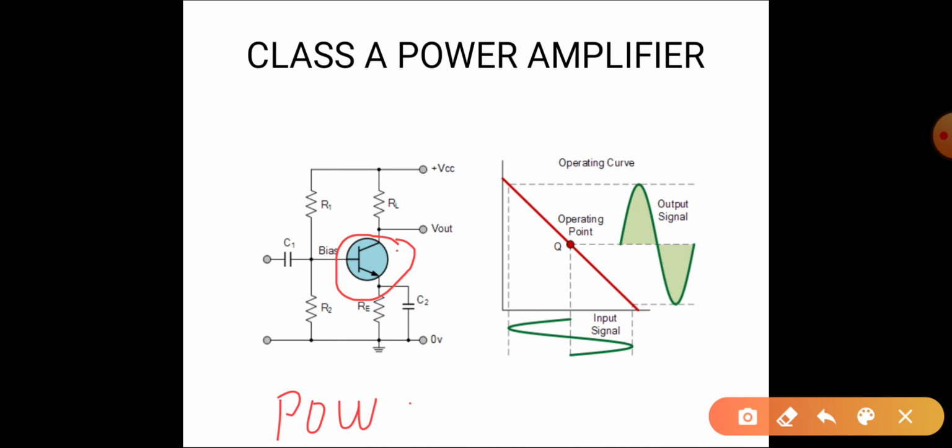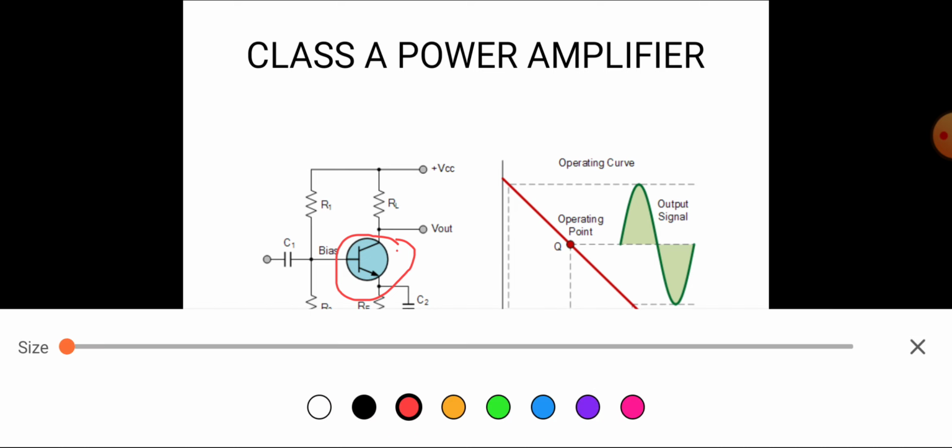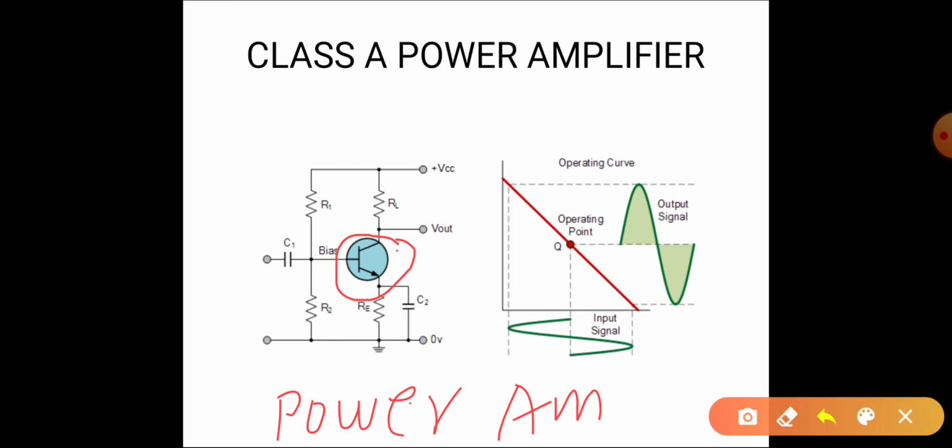So only a power transistor is used instead of a regular BJT. This is the only difference. All the other circuitry is the same as a single stage C amplifier, that is, a small signal amplifier.